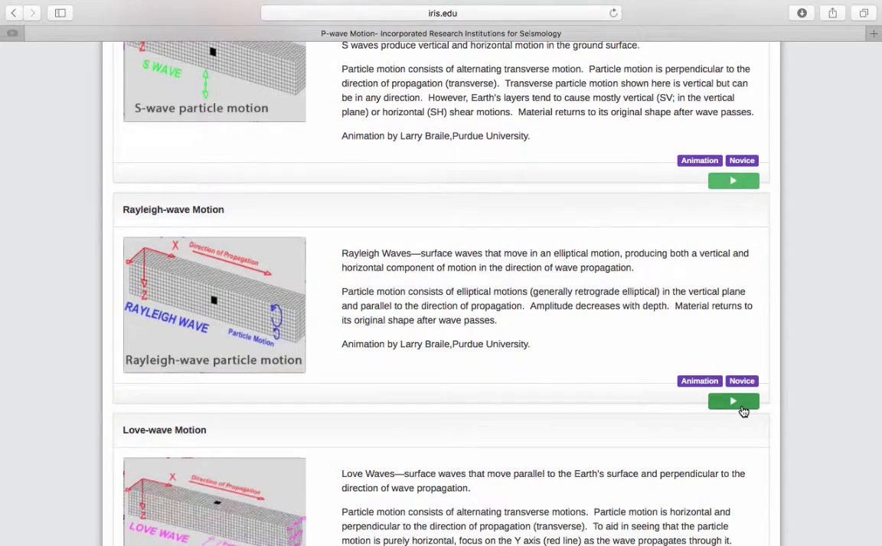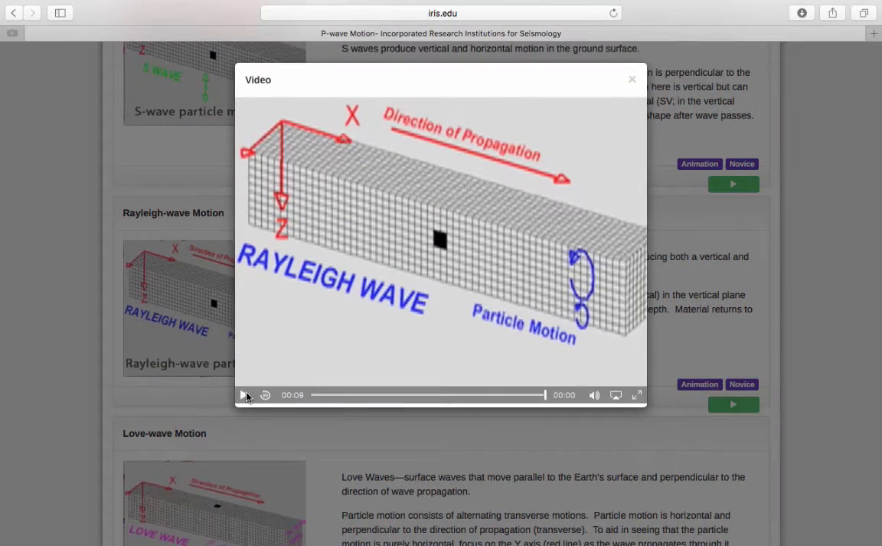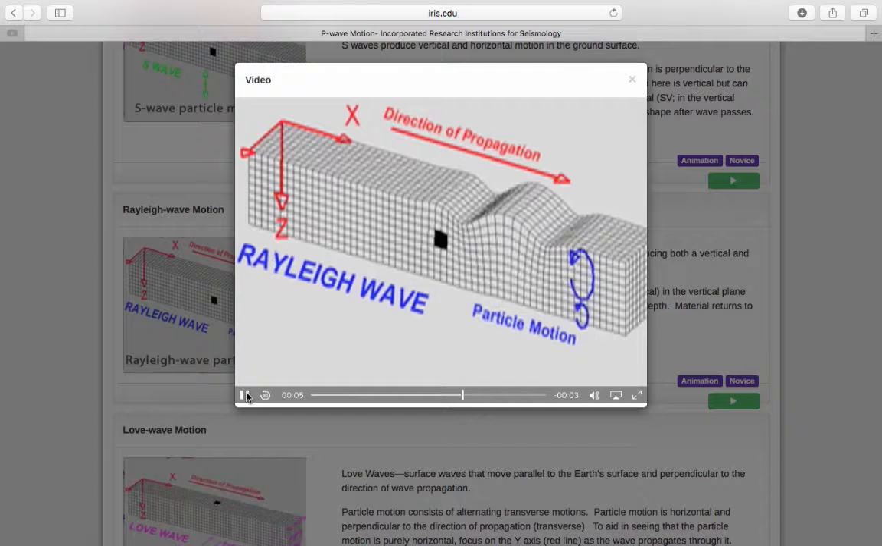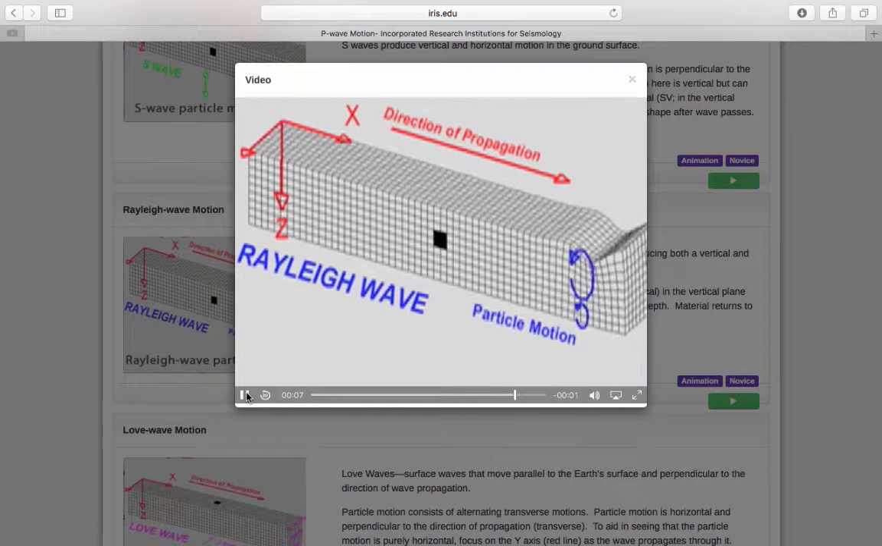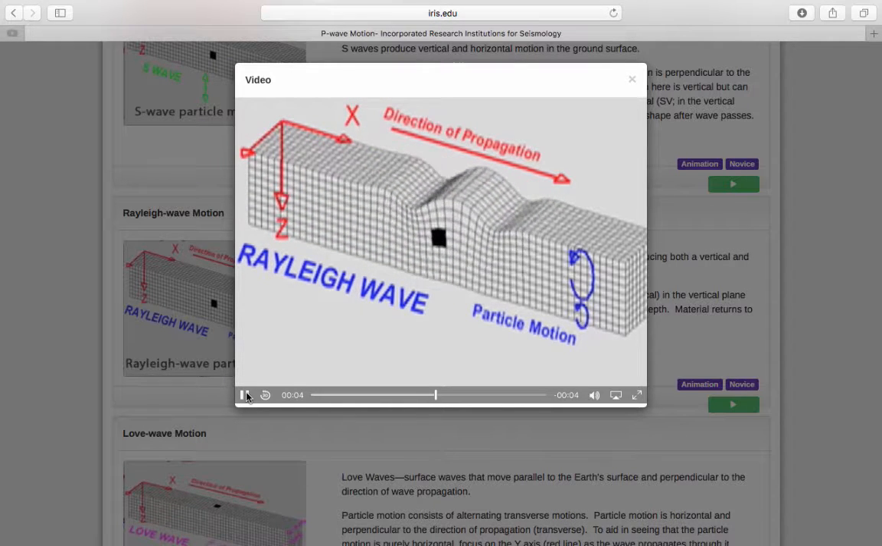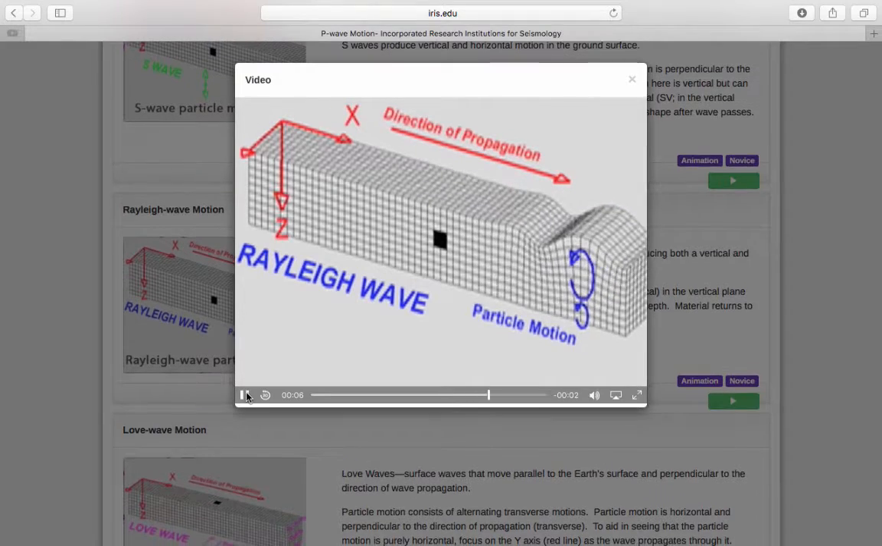Now let's look at the Rayleigh waves. Notice that the motion is circular. These are called surface waves, again, because they only occur at the surface. And that circular motion is considered to be more damaging to buildings, as it is more difficult for buildings to survive that motion.